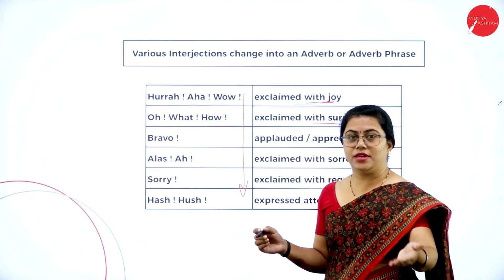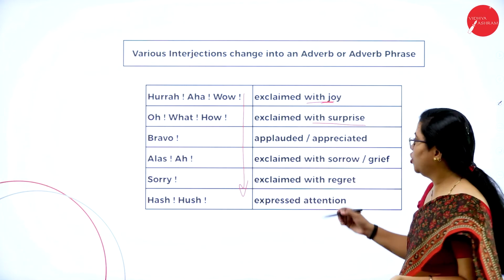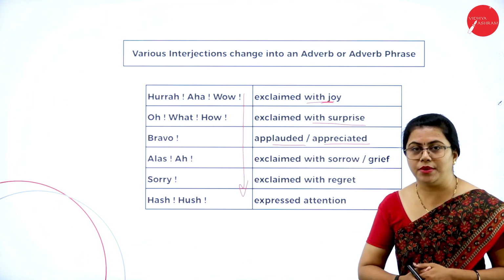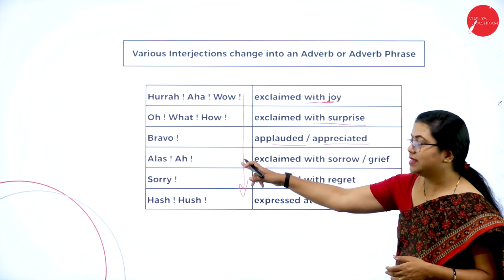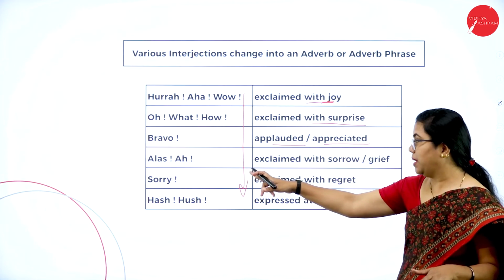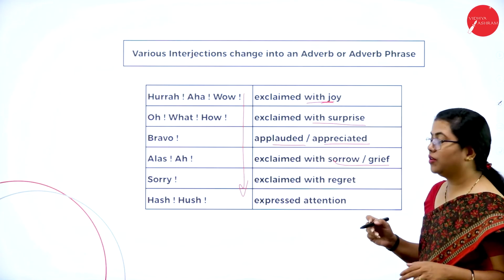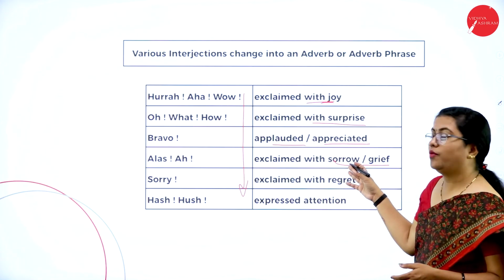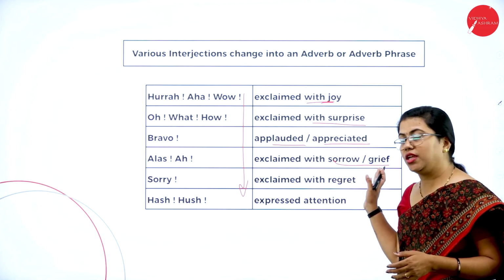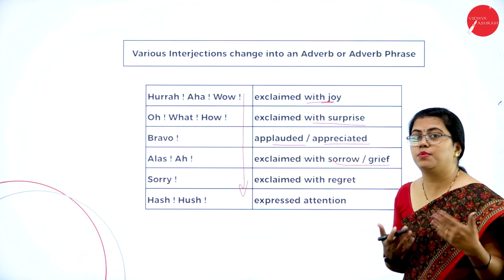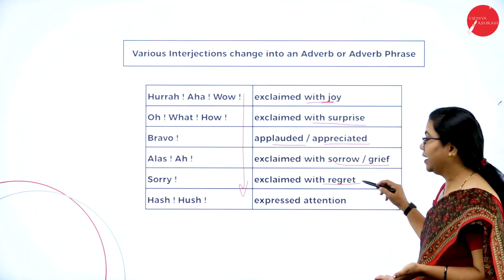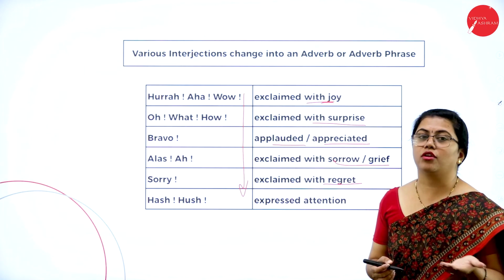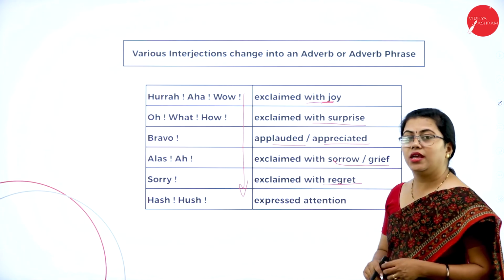Bravo, somebody you appreciate. Bravo, you have done a great job. So applauded or appreciated. Applauded is to clap or to praise somebody. So that is how you change it. Alas, ah, you use this whenever you are in despair. Exclaimed with sorrow or grief. Whenever somebody dies, alas, he is dead. So this way you use it. That is used whenever we are in sorrow, whenever we are expressing grief. Then sorry, you express your helplessness. So exclaimed with regret. So you are helpless. You are not able to do anything. That is, you are regretting for not doing something. So you exclaimed with regret.